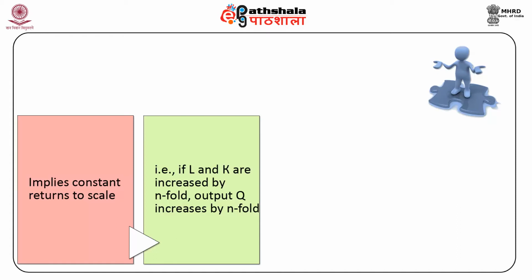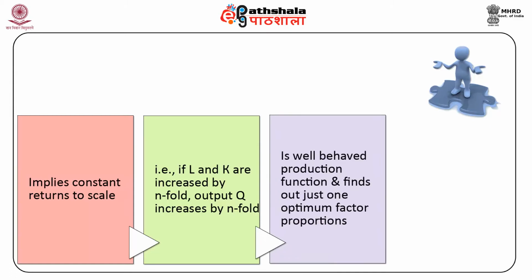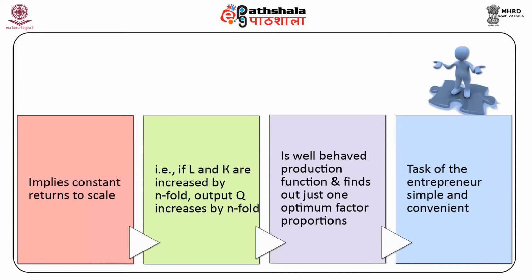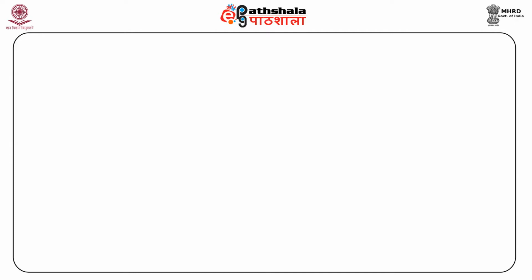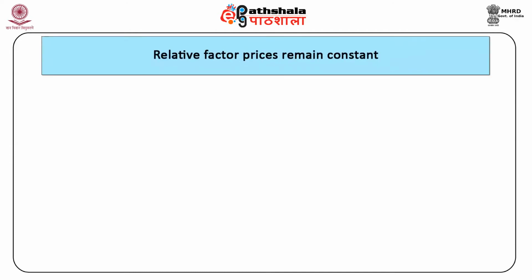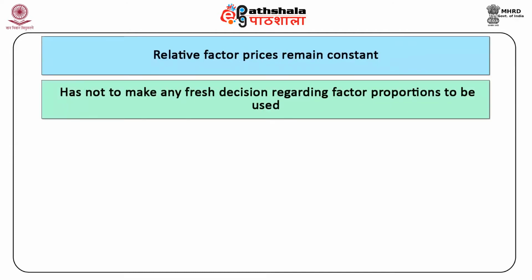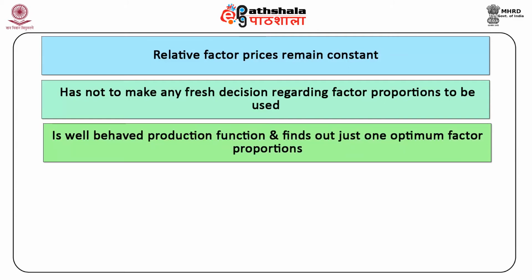This form of production function is a well-behaved production function, which makes the task of the entrepreneur quite simple and convenient. He requires only finding out just one optimum factor proportion. So long as relative factor prices remain constant, he does not have to make any fresh decision regarding factor proportions to be used as he expands his level of production.